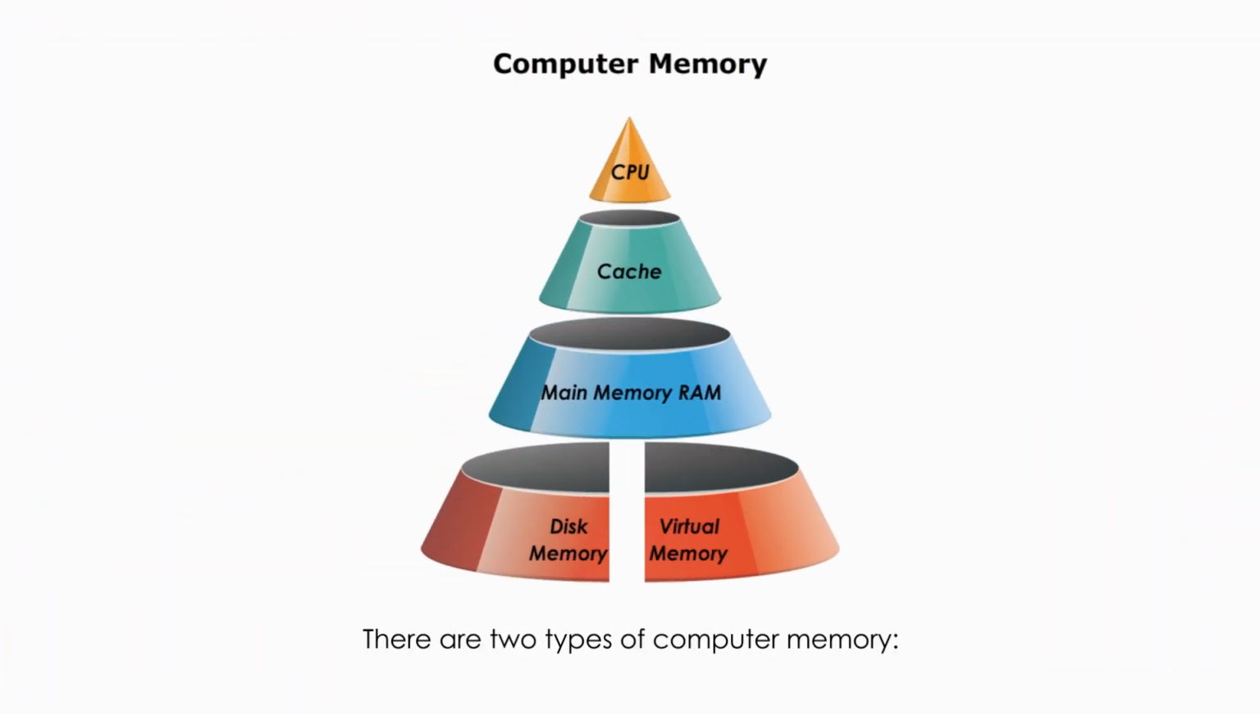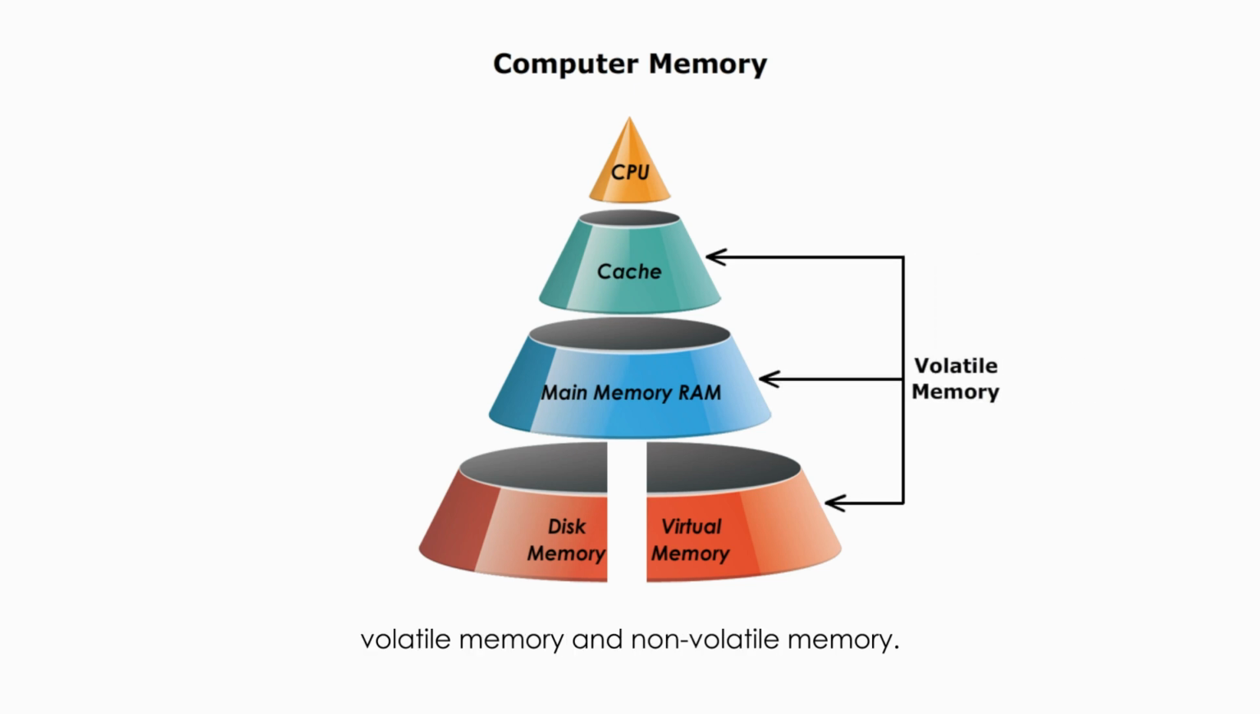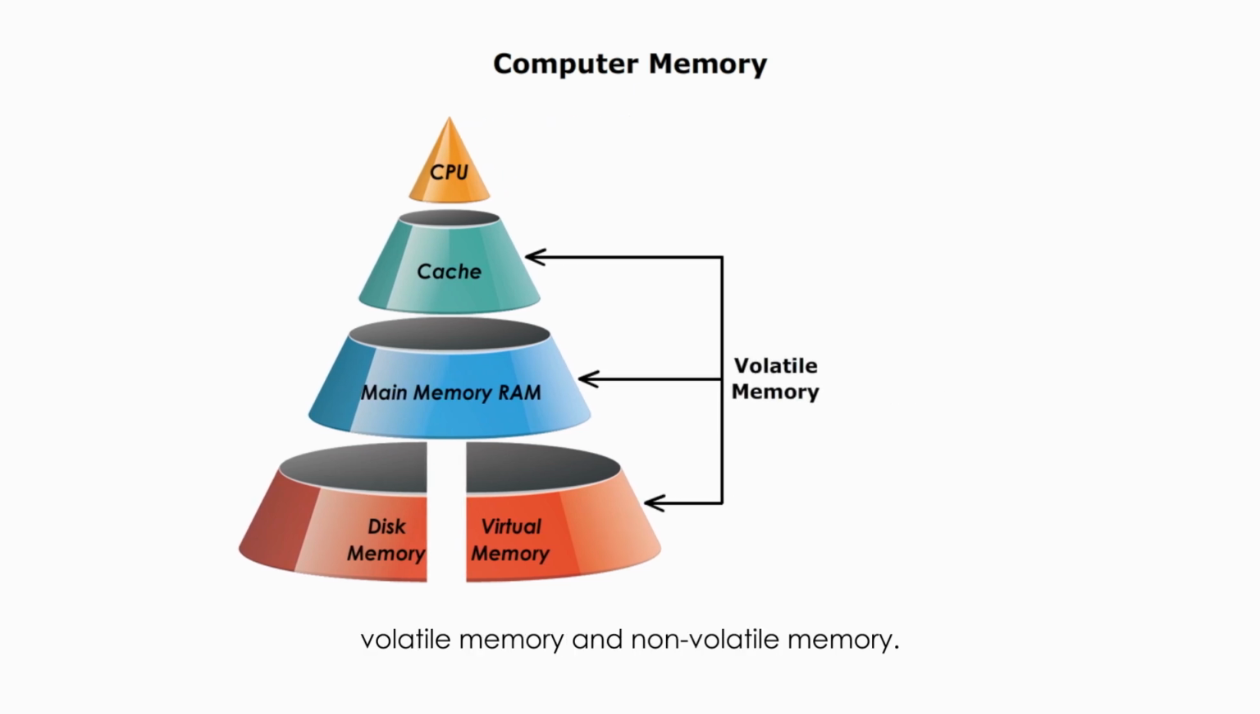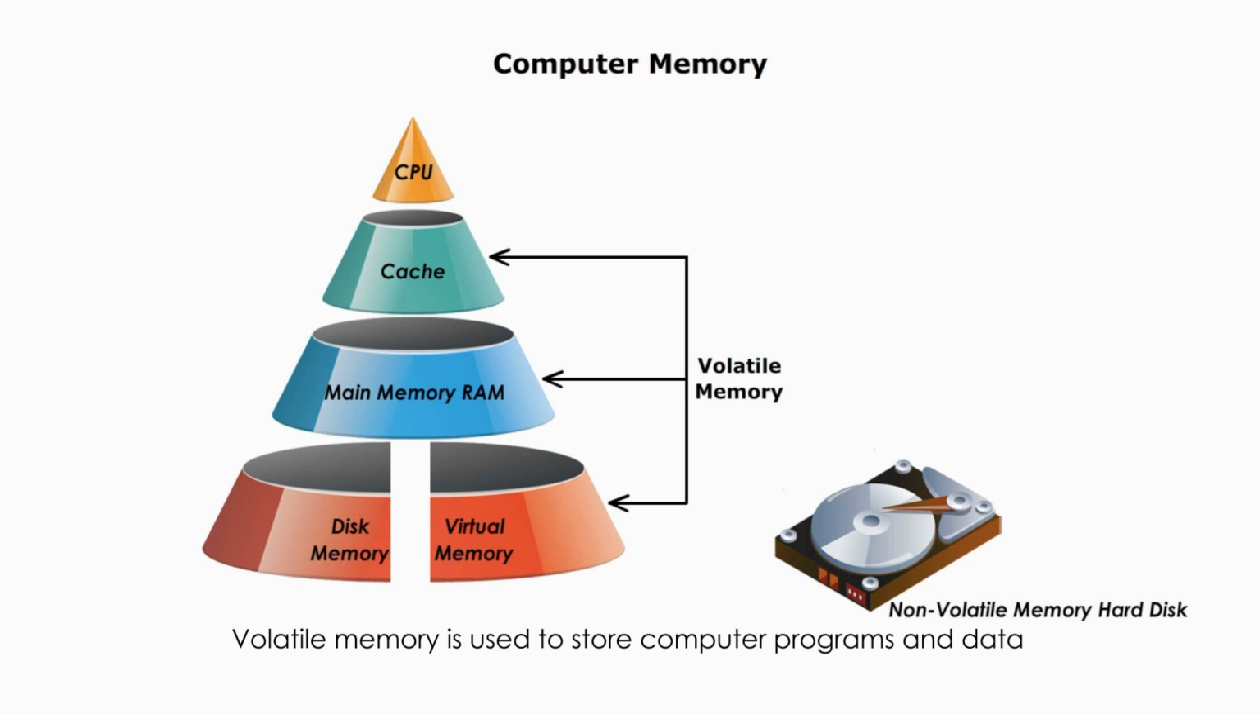There are two types of computer memory, volatile memory and non-volatile memory. Volatile memory is used to store computer programs and data that the CPU needs in real time. Volatile memory data is temporary. Data is present only while the power supply is present. Volatile memory is erased once the computer is switched off.